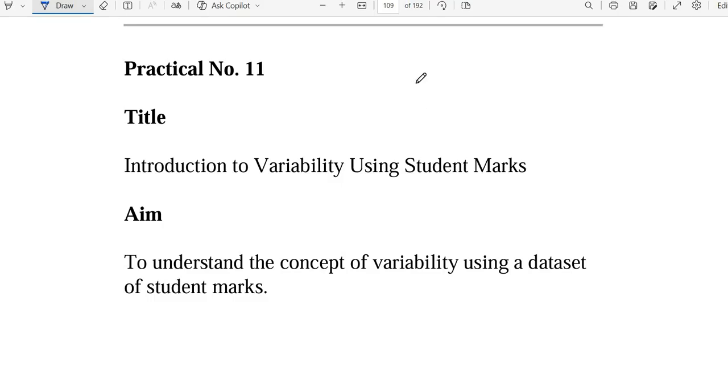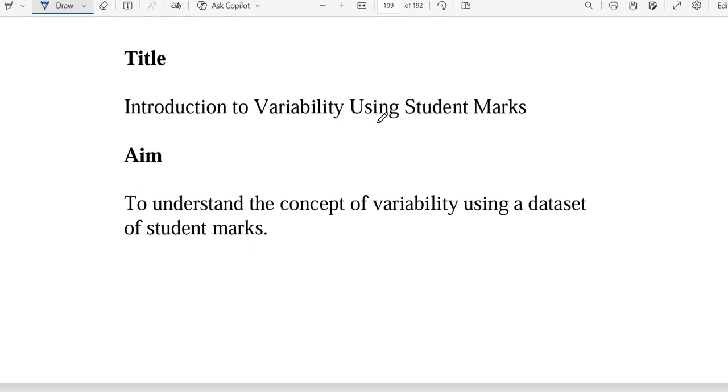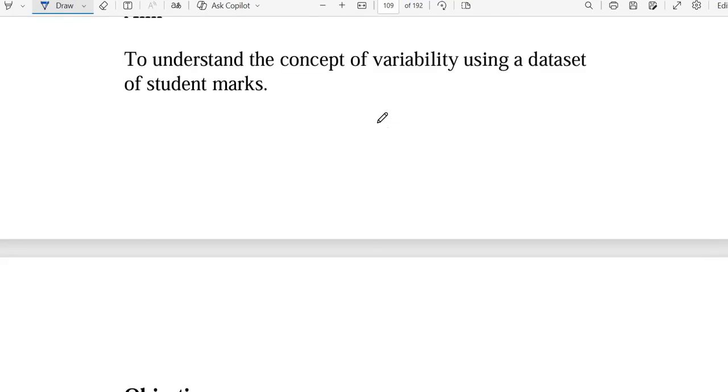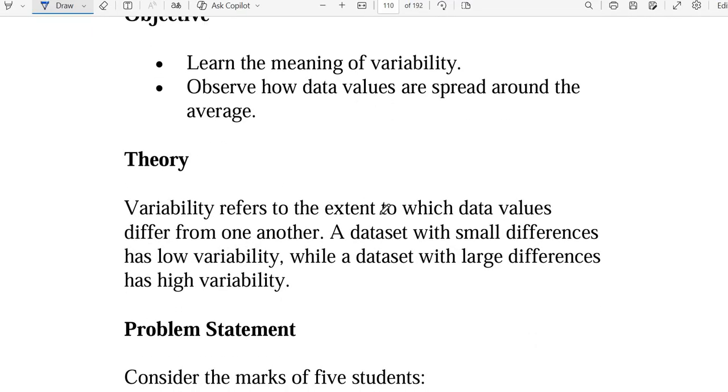Now we will start with Unit 3, practical number 11: introduction to variability using student marks. We have to find variability between student marks, right? So what is variability? Variability refers to the extent to which data values differ from one another. Data sets with small differences have low variability, while data sets with large differences have high variability.